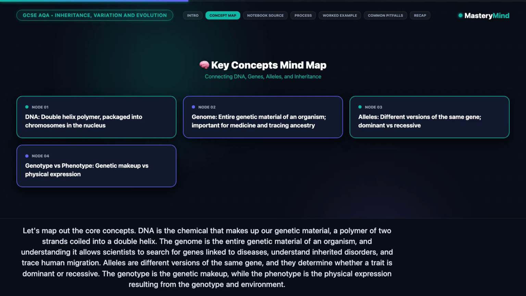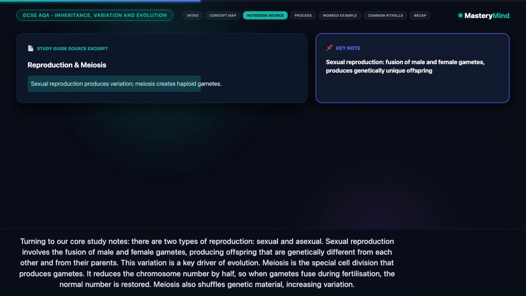Turning to our core study notes, there are 2 types of reproduction, sexual and asexual. Sexual reproduction involves the fusion of male and female gametes, producing offspring that are genetically different from each other and from their parents. This variation is a key driver of evolution.